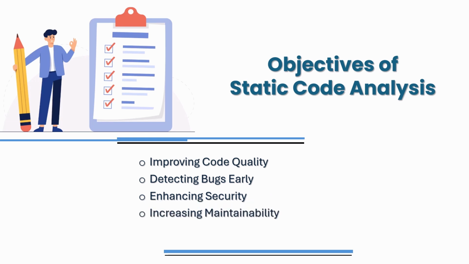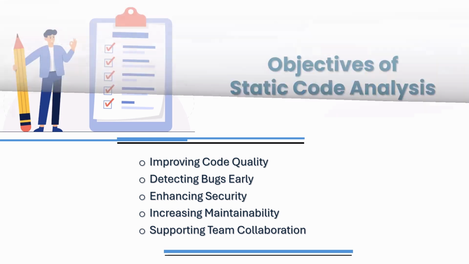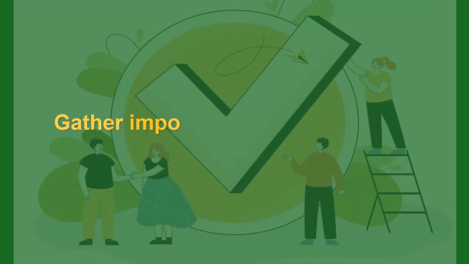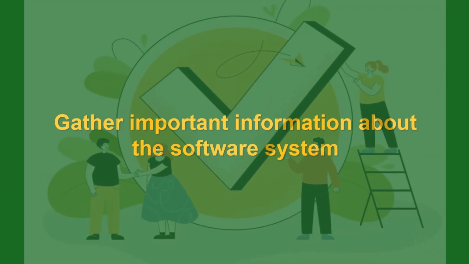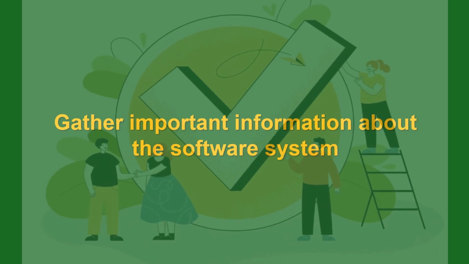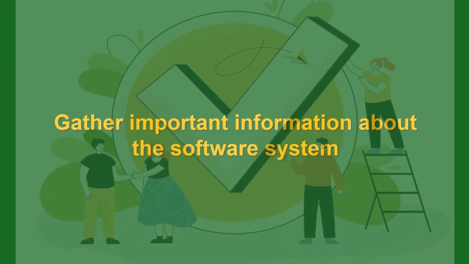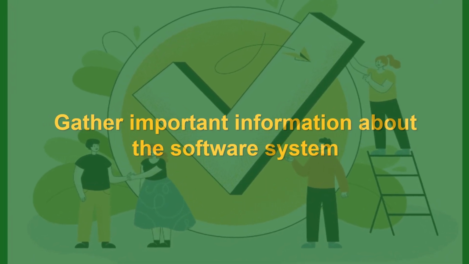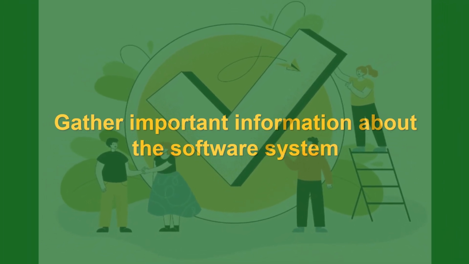Well-structured code is easier to understand, modify, and extend. Static analysis helps us reduce the complexity and improve the readability. Fifth, supporting team collaboration. By enforcing consistent coding standards, teams can maintain uniform coding styles across large projects. Static code analysis also helps us gather important information about the software system. This information can support developers, project managers, and quality assurance teams in understanding the health of the code base. The analysis can provide insight in a number of ways.